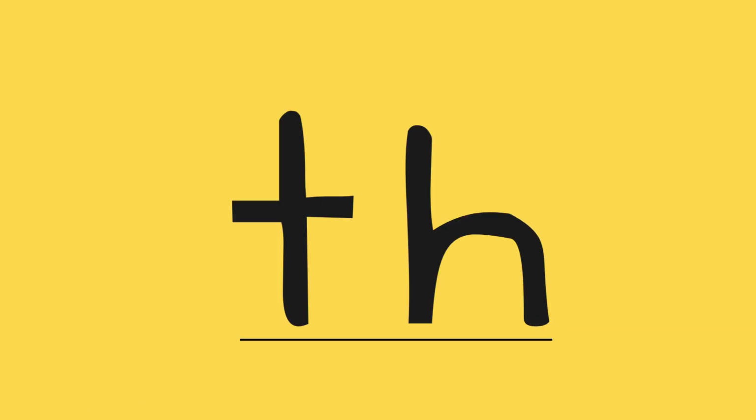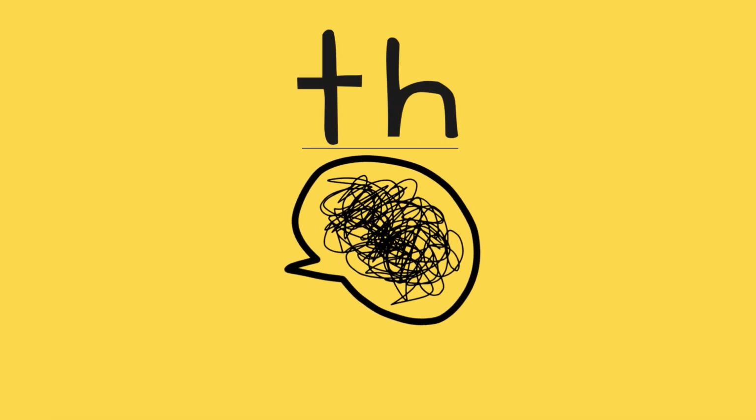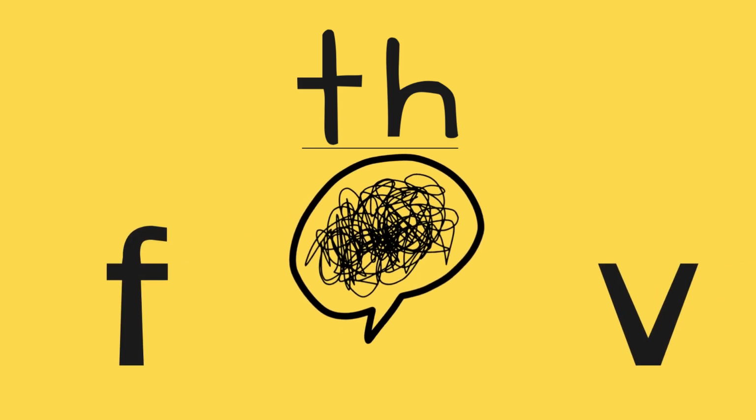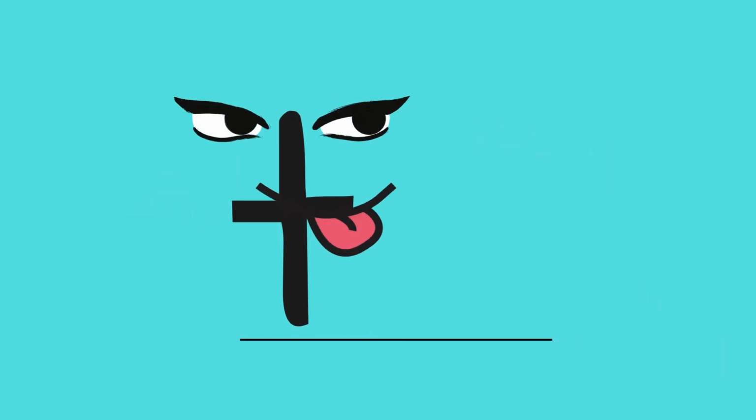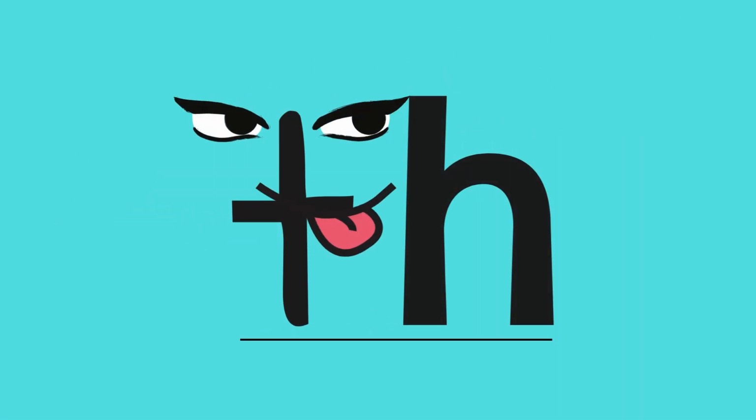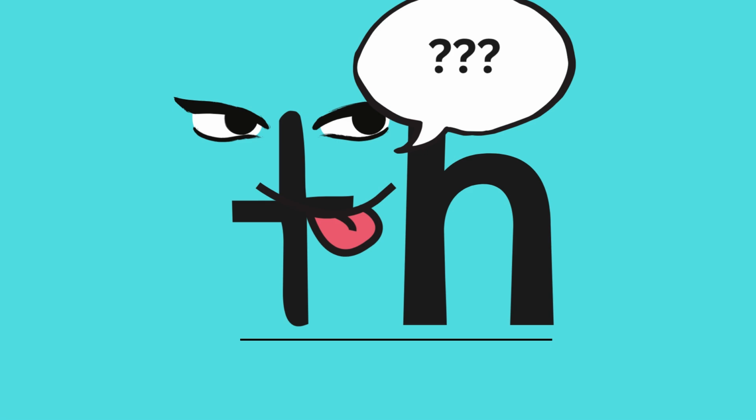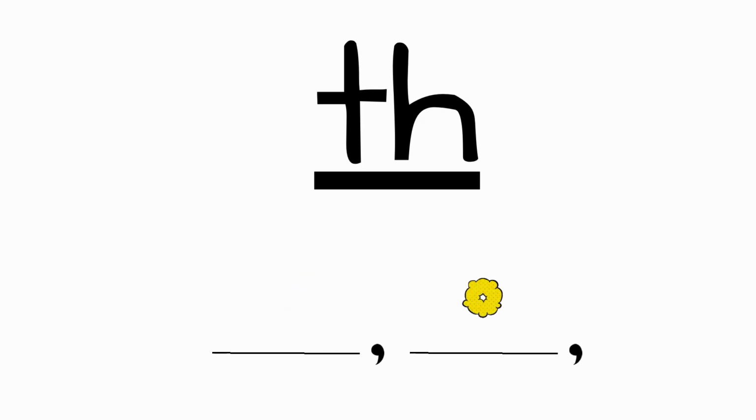Okay, the next digraph we are going to see is TH. TH often gets confused with F and V. So let's look at the difference. F and V both bite the lip, and TH is the only sound where you can stick your tongue out at someone. So TH, the T is sticking its tongue out at H and saying, H, what are you doing here? Now TH can say two different sounds.